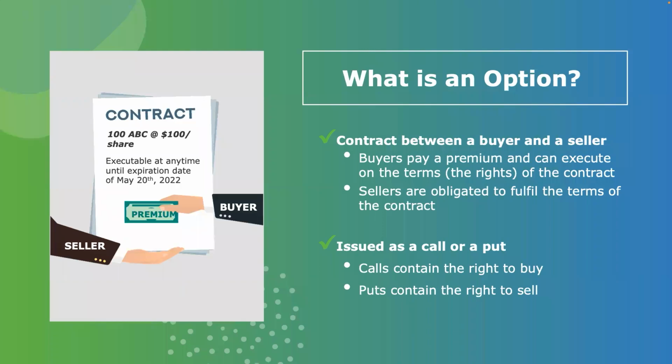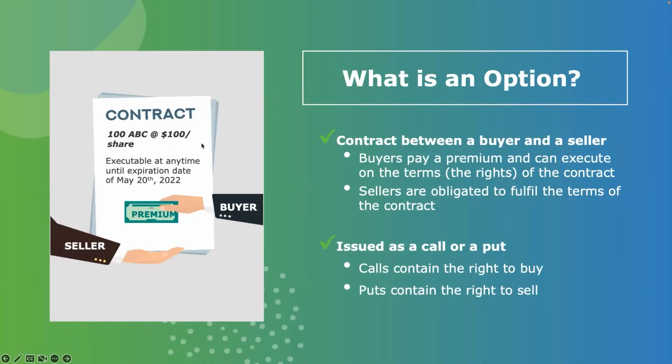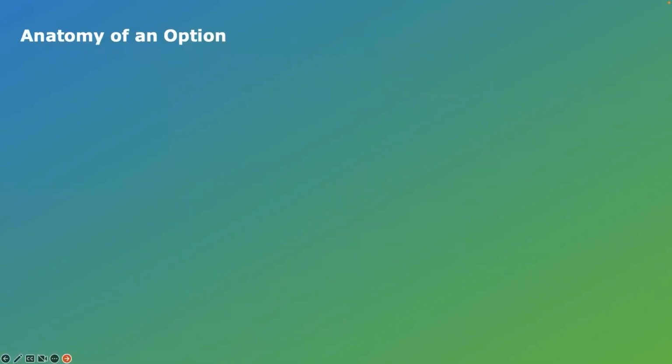So that means if this was a call, the buyer would have purchased the right to buy 100 shares of ABC at $100 per share at any time through the expiration period. If this was a put, the buyer would have purchased the right to sell 100 shares of ABC at $100 per share at any time. Whereas the seller just doesn't want it to have any value. So make sure you keep that in mind.